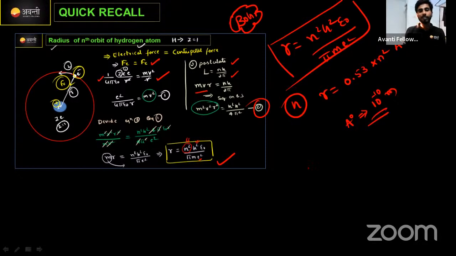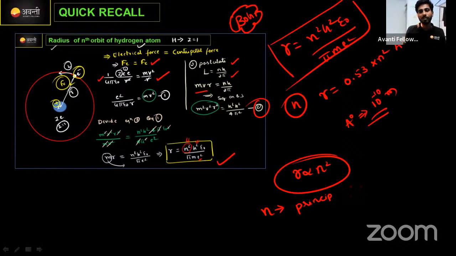And here the radius value is directly proportional to n square. N, I already told you, is the energy level number, and we also represent this one as the principal quantum number. If the value of n increases, the radius value also keeps on increasing. Clear? This is the first point.